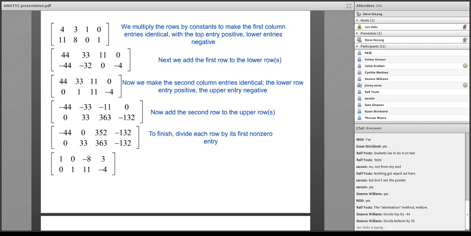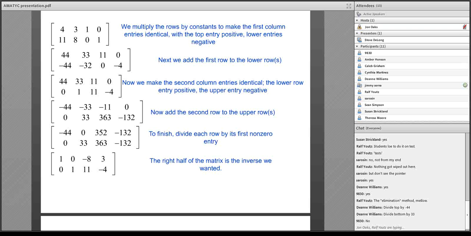All of a sudden, we had this nice result where the left-hand side of the matrix was the identity matrix. And the right-hand side, of course, is now the inverse of the matrix. Everybody see what I'm talking about here? So we basically reached where we would have reached with the traditional approach, and the right half is the inverse of our matrix. So the right half of the matrix is the inverse that we want. Anybody with a question so far? I see a no, so that's good.